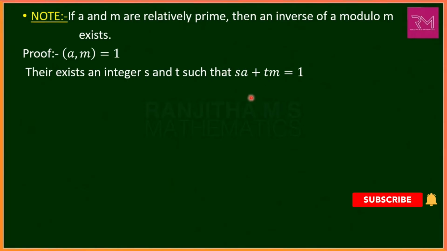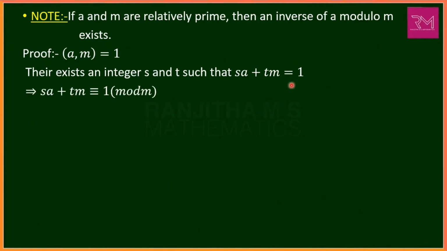So we apply the Euclidean algorithm method here, and we obtain a value like this, sa plus tm equal to 1, where s and t are some integers. That implies sa plus tm is congruent to 1 under modulo m. Next, t times m is equal to 0 under modulo m, because obviously here t is an integer and m divides m, so tm is equal to 0 under modulo m. So this value becomes 0. That implies sa is congruent to 1 under modulo m.